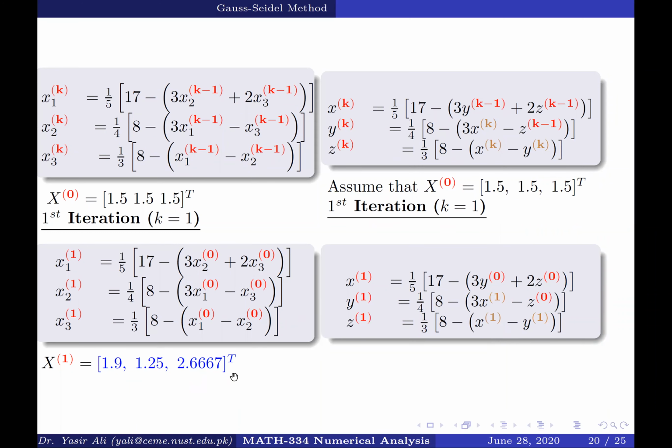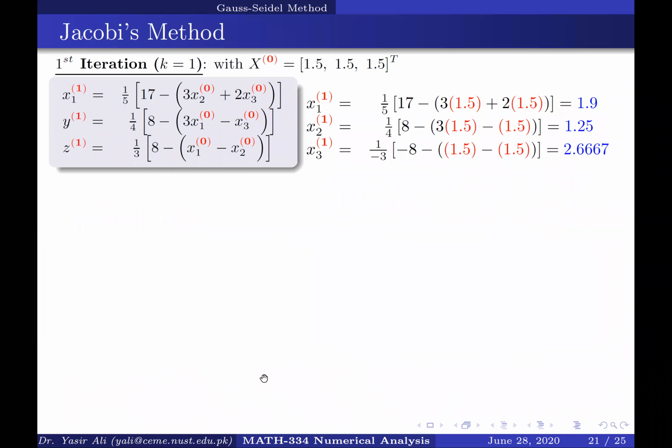So I can write the iteration, which is 1.9, 0.95, and 2.35. So this is the method which will be used. First I will solve the problem with the help of Jacobi method, and then I will solve the same problem with the help of Gauss-Seidel method.